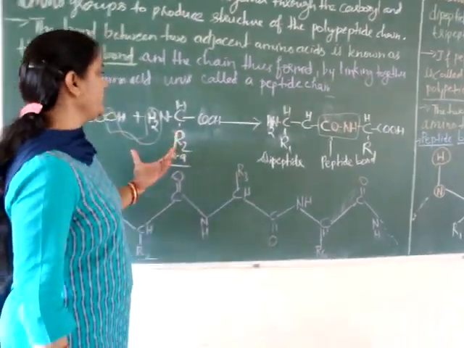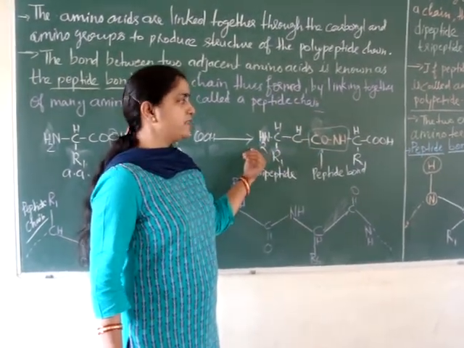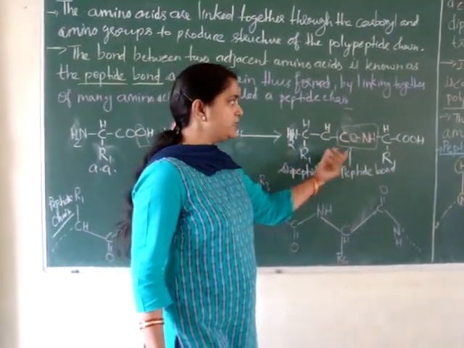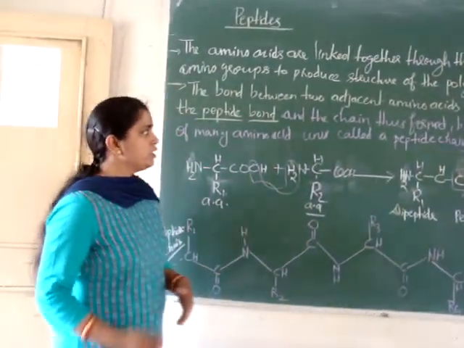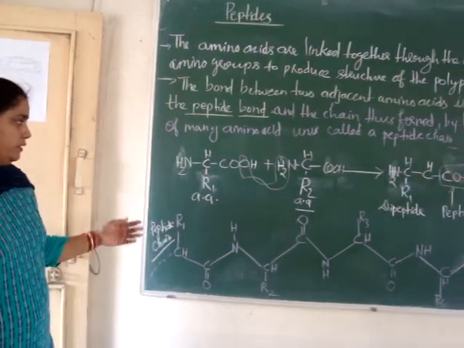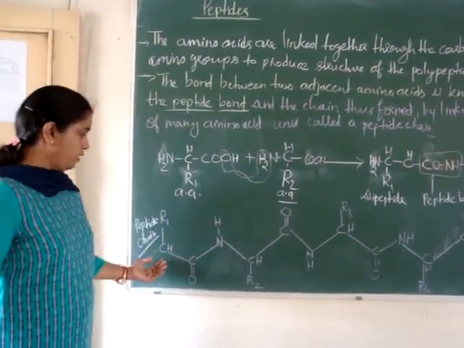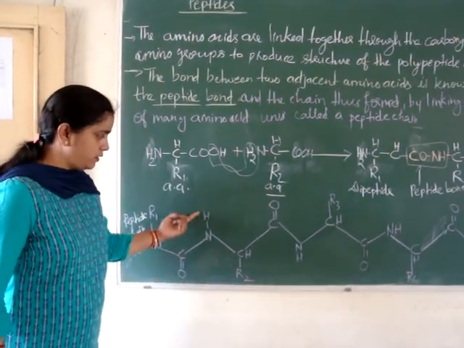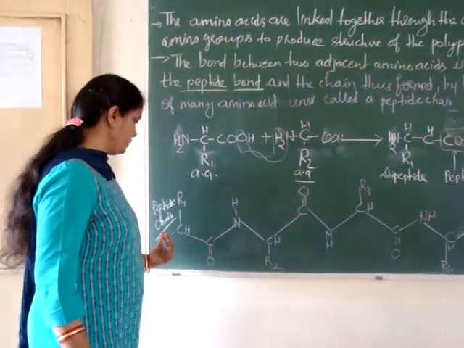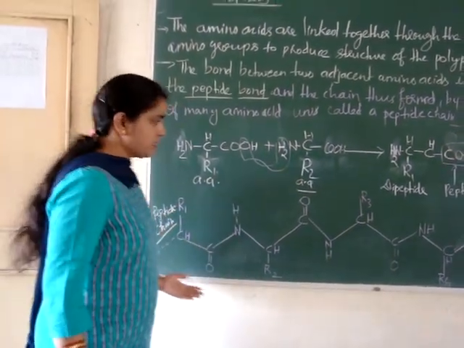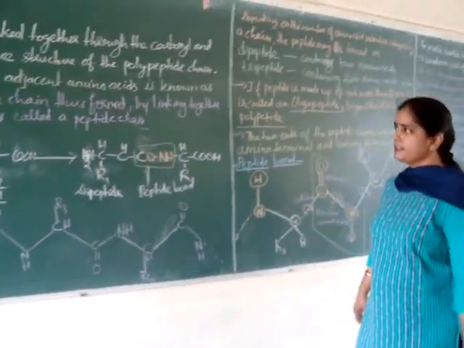Okay, so when these two amino acids are linked together by a peptide bond, then at one end there is an amino group that is known as the N terminus, and at the other end a carboxylic group is there, that is known as the C terminus. You can also see here, in a peptide chain adjacent amino acids are linked together by peptide bonds, and at one end the N terminus is there, and at the other end the C terminus of the polypeptide chain is there.